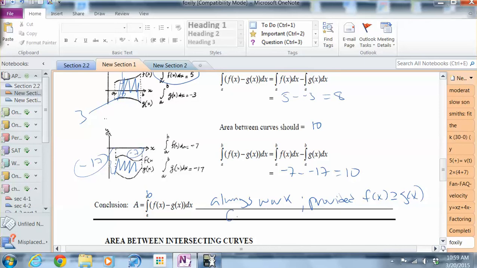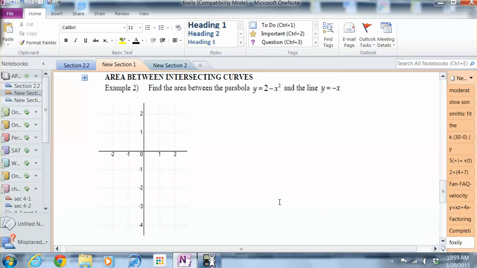That's why we always have to look at upper and lower. You always want to be able to do that correctly. Let's try one more and summarize all this.